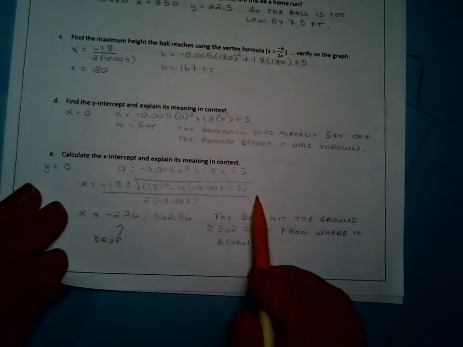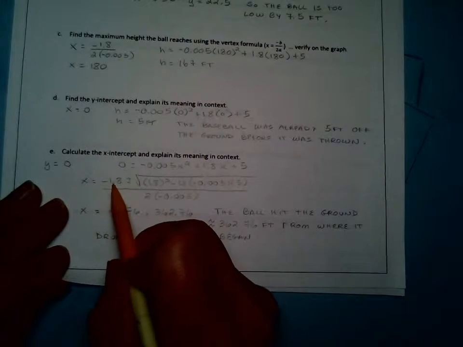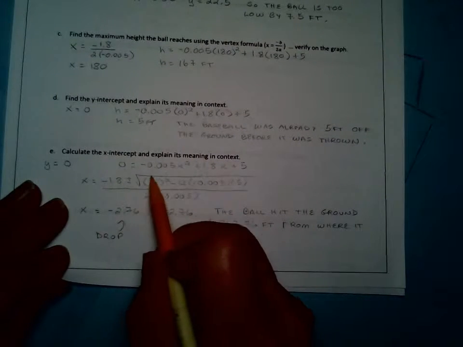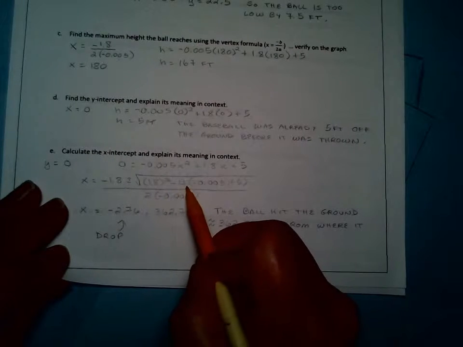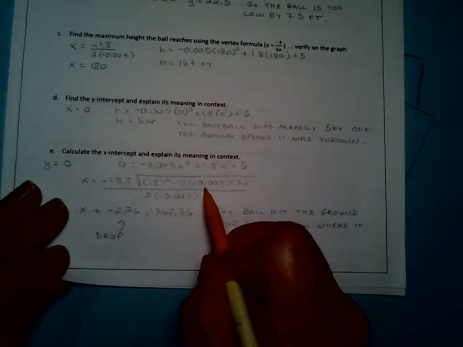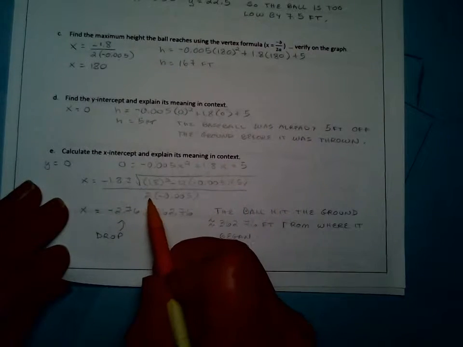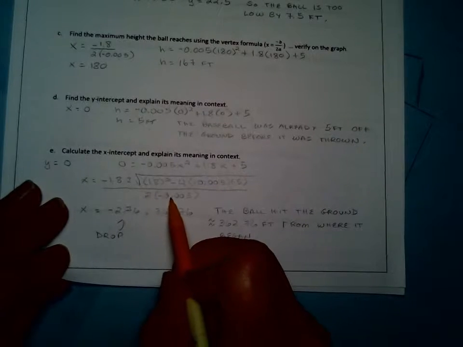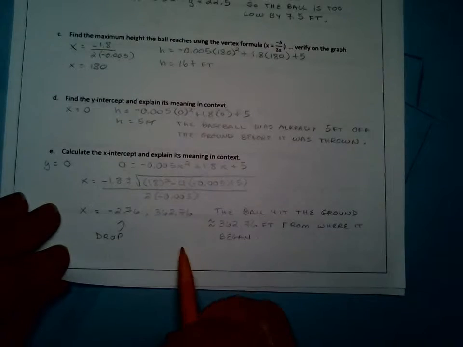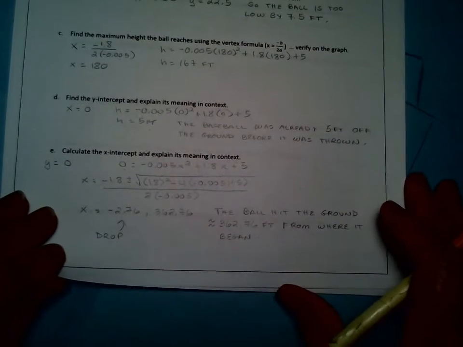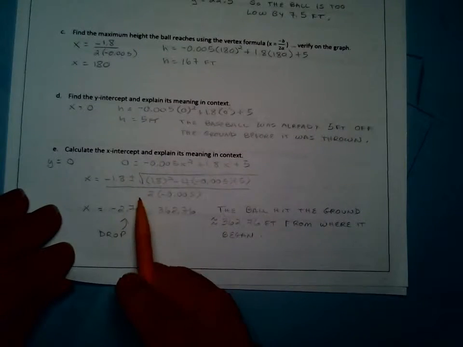But I am going to use the quadratic formula, which I have written out here. X is equal to negative 1.8 plus and minus the square root of b squared, which is 1.8 squared, minus 4 times a, which is negative 0.005, times 5, all over 2a, which is 2 times negative 0.005. And you're going to have your calculator do this. And again, you can do it a whole bunch of different ways. And then I ended up with 2 answers, one coming from the plus, one from the minus.